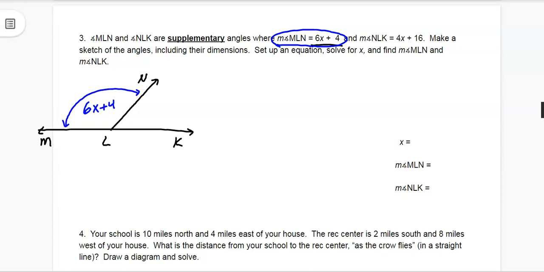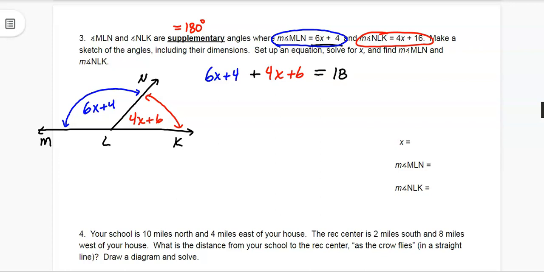And NLK, I'll make that the red angle. NLK is 4x plus 16. So I'll put that over here. And now the key part is supplementary. Remember, supplementary means they've got to add up to 180 degrees. So there's my algebra equation. I'm going to do the 6x plus 4 added to the 4x plus 16 should equal 180 degrees. All right? And if I was proving this, I'd say, hey, that's the definition of supplementary angles.